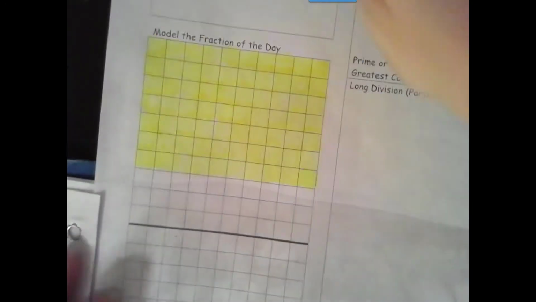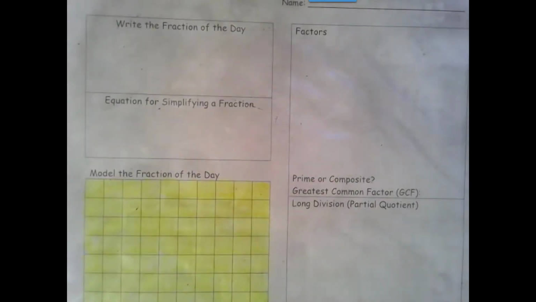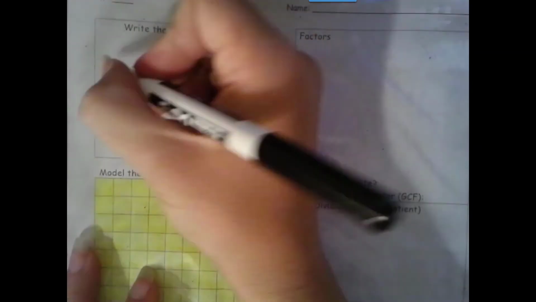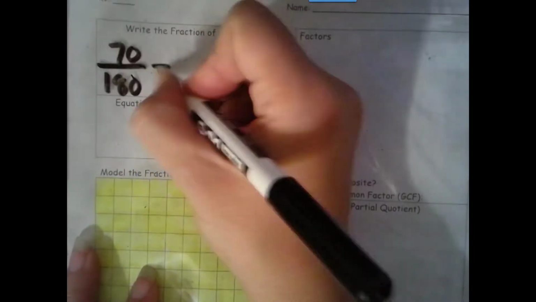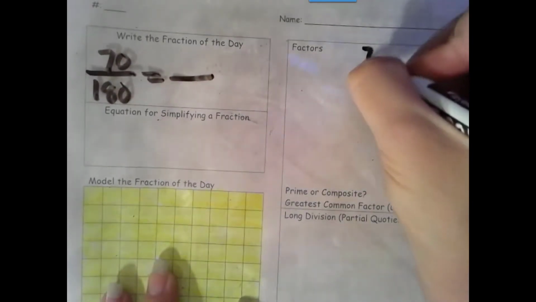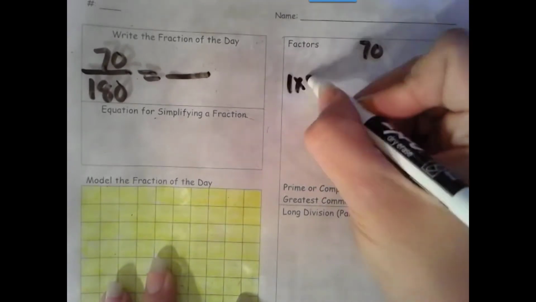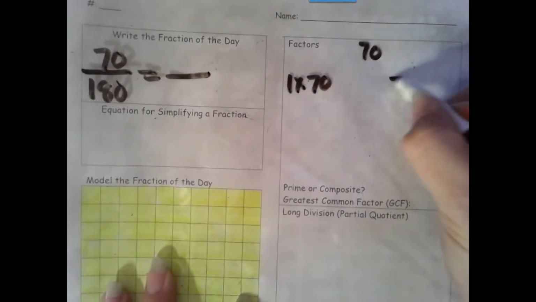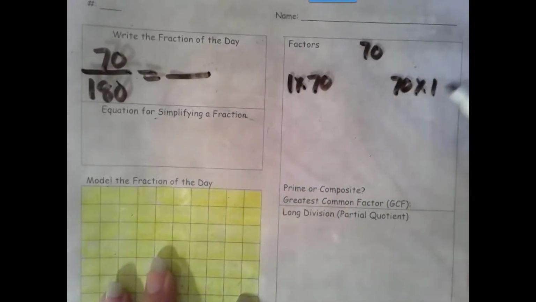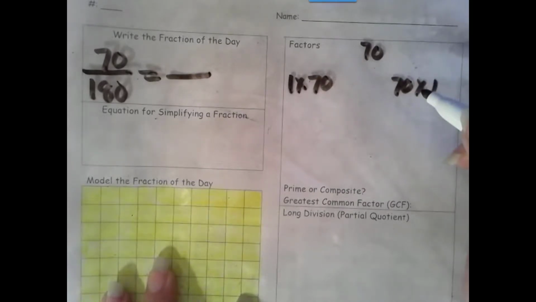Completed another row. Okay, let's get down our beginning fraction. We have a total of 180 school days. We are on day 70. So we need to find the factors of our numerator, which is 70. Two numbers we always know are 1 and the number itself. Using the commutative property of multiplication, I can also write 70 times 1.